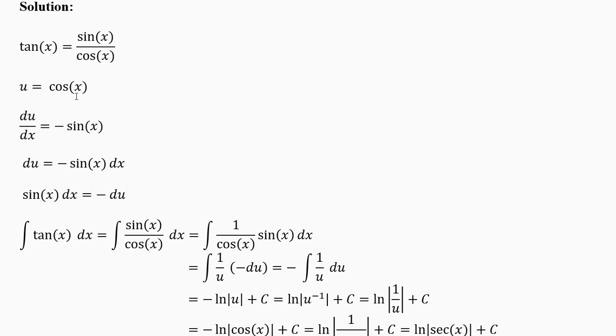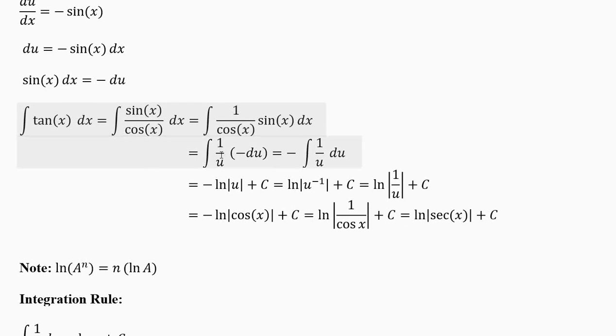Let me repeat, u equal to cosine x, du by dx, the derivative is minus sine x, du equal to minus sine x dx, divide by minus 1, you will get sine x dx equal to minus du. Now write your tangent as sine over cosine, and sine you write with the dx, and you write 1 by cos x here. You have 1 over cosine x sine x dx. How much is sine x dx? It is minus du, so I have put it in a bracket. So you have 1 over u minus du. The minus comes out, you have 1 over u du.